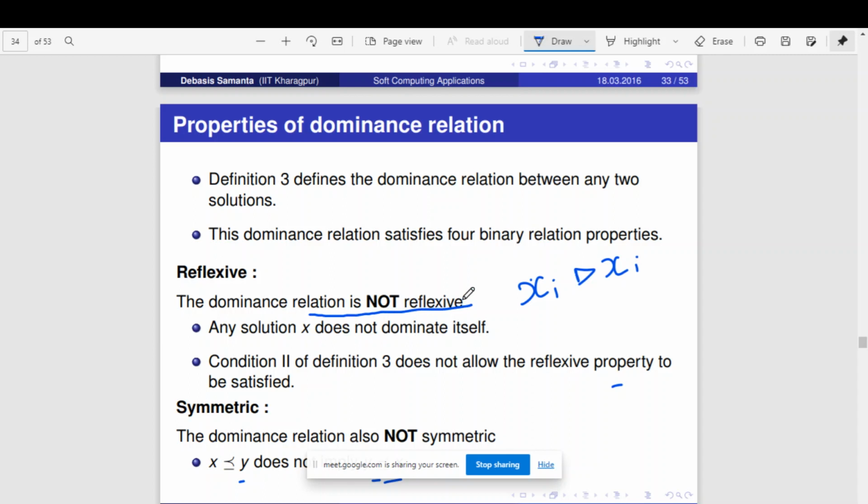Okay. And what about symmetric? Does it satisfy the symmetric property?